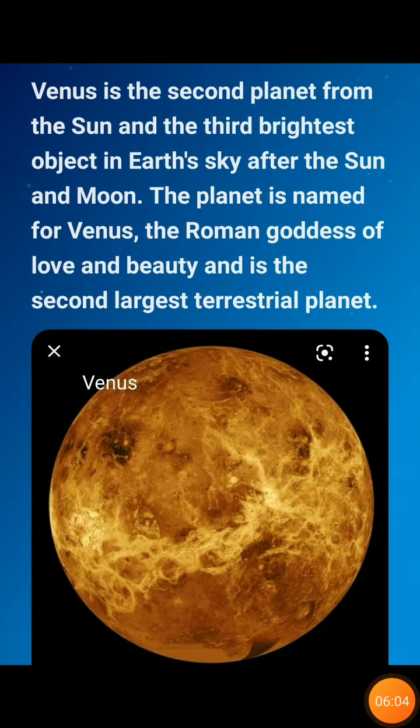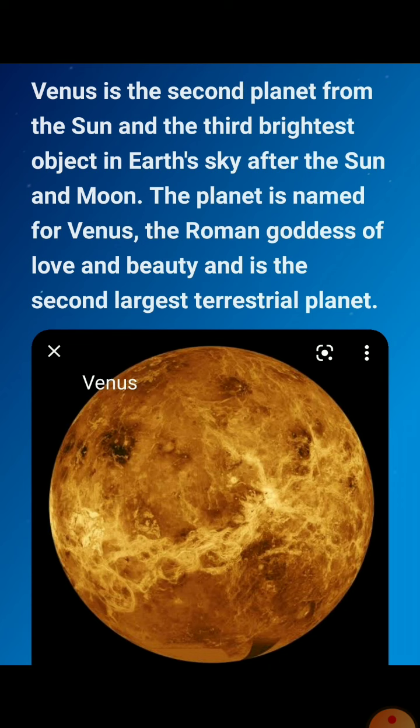Venus. Venus is the second planet from the sun and the third brightest object in Earth's sky after the sun and moon. Look at this, children. Venus is the second planet from the sun. First is Mercury, second is Venus.